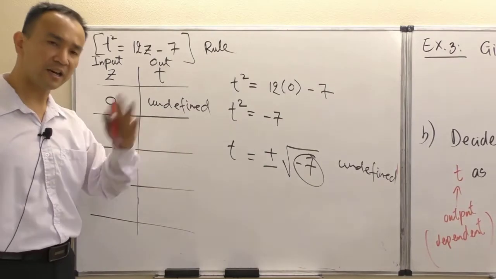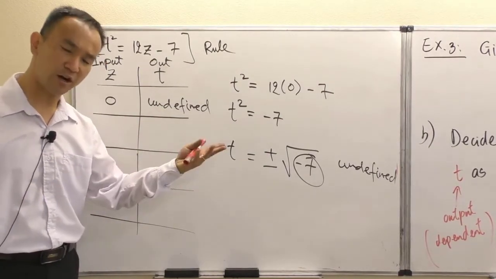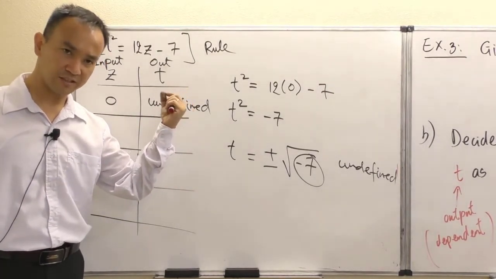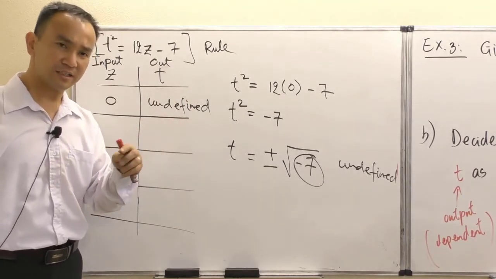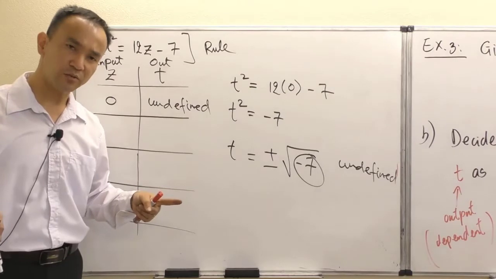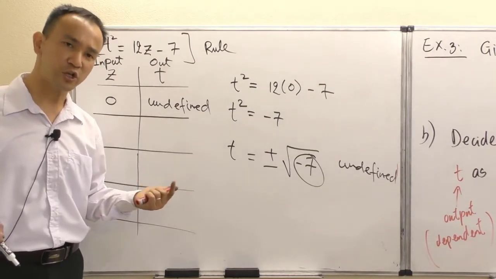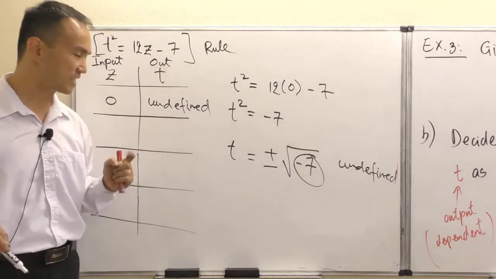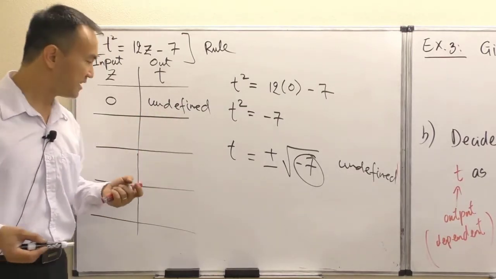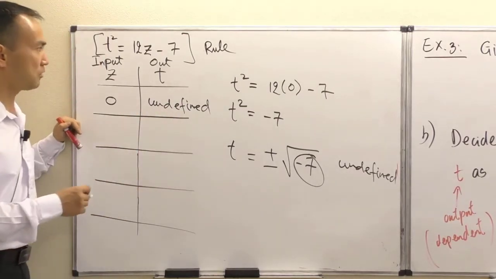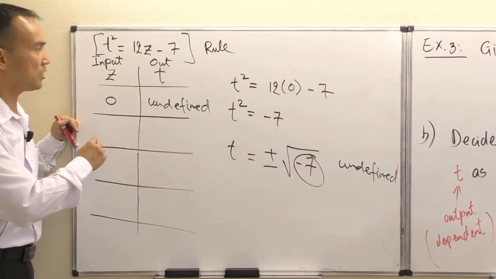Okay, and then in a later lesson, I will talk about how for any rule there are certain limitations to the inputs, so what inputs we should choose to give a successful output. Otherwise, like this, we have an undefined. We don't know how to calculate the outputs here. Okay, so let's now try, how about z equals 1.